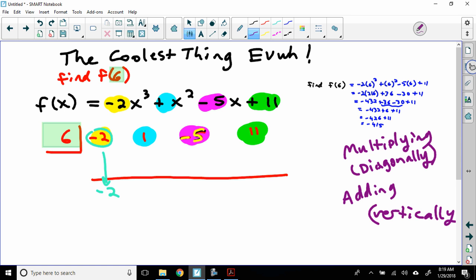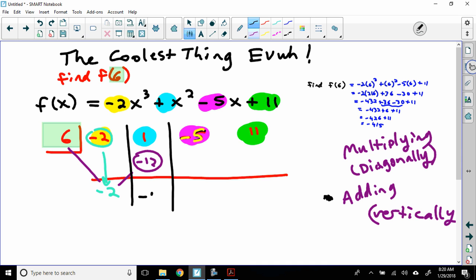So what the heck is this multiply diagonally and adding vertically all about? Well, this 6 times this -2, that's the diagonal multiplying. What's 6 times -2? -12. And that product is going to go up and fill in the spot of the line right here. So add vertically. What do you mean add vertically? I mean, I'm going to go right down this column. What's 1 plus -12? -11.